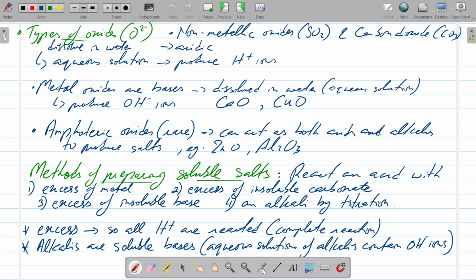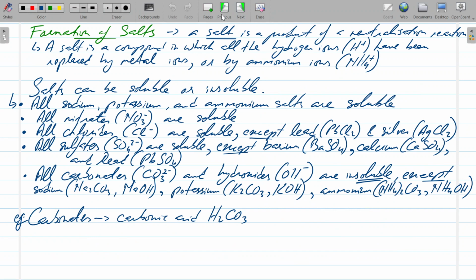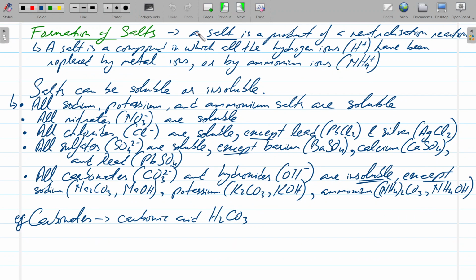The last class we talked about methods of preparing soluble salts, where we talked about other stuff as well. We talked about formation of salts, right? A salt is a product of a neutralization reaction between an acid and a base, right? And it is a compound in which all the hydrogen ions have been replaced by metal ions or by ammonium ions, right? Then talked about salts can be soluble or insoluble.